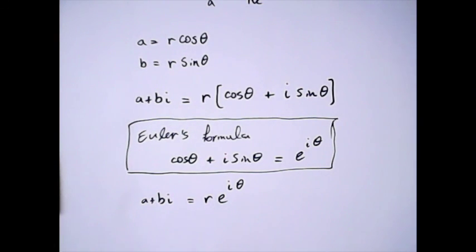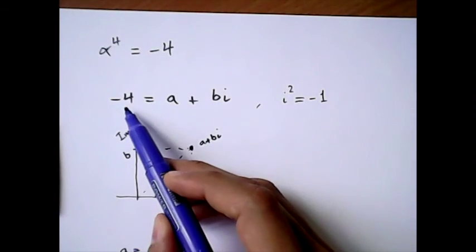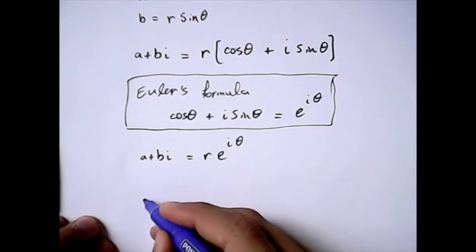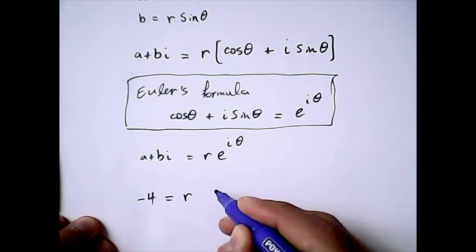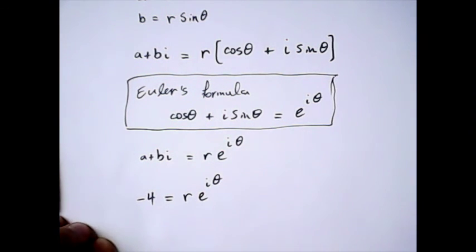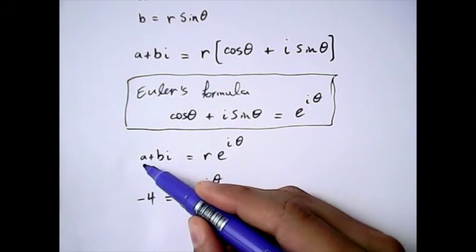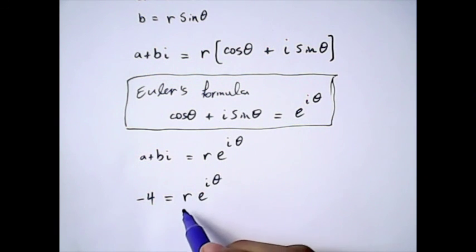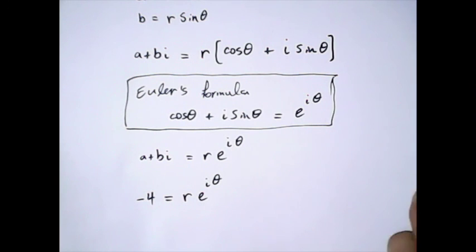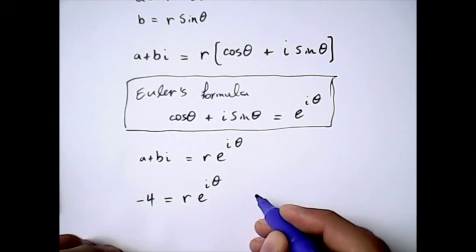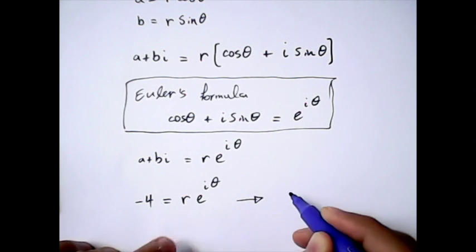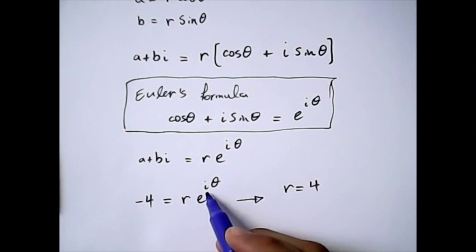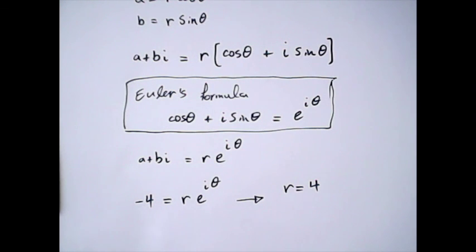I can use it to rewrite my -4 that I previously wrote in this manner. I can write -4 equals r times e to the power i theta. Previously, when we wrote -4 equals a plus bi, we said that a is simply -4 and b is 0, so this is close to useless. But here, r and theta would have different numbers. Let's take a look at what they could be. For instance, r could be just 4. So e to the power i theta should be -1. How could it be -1?